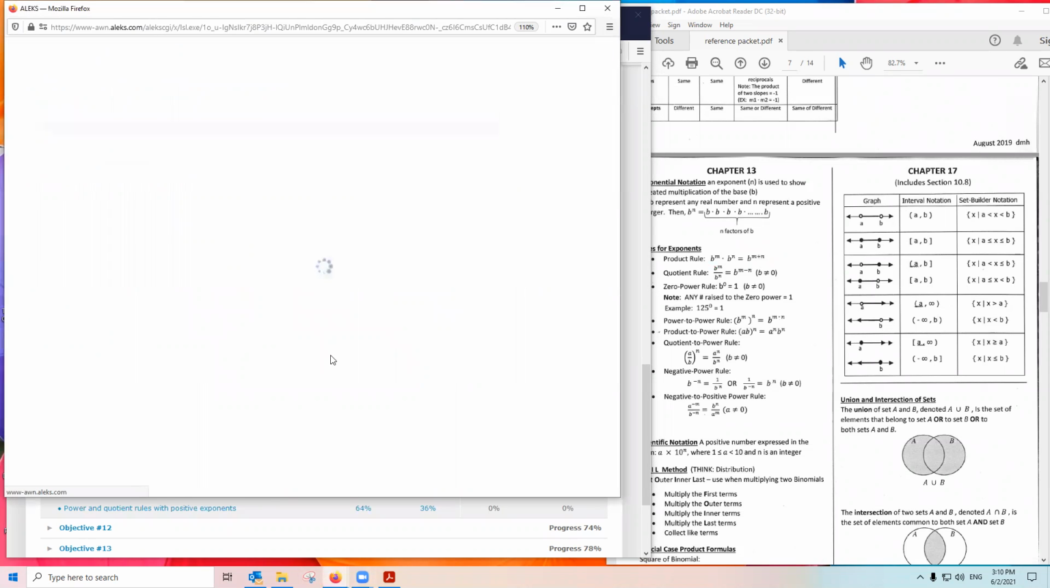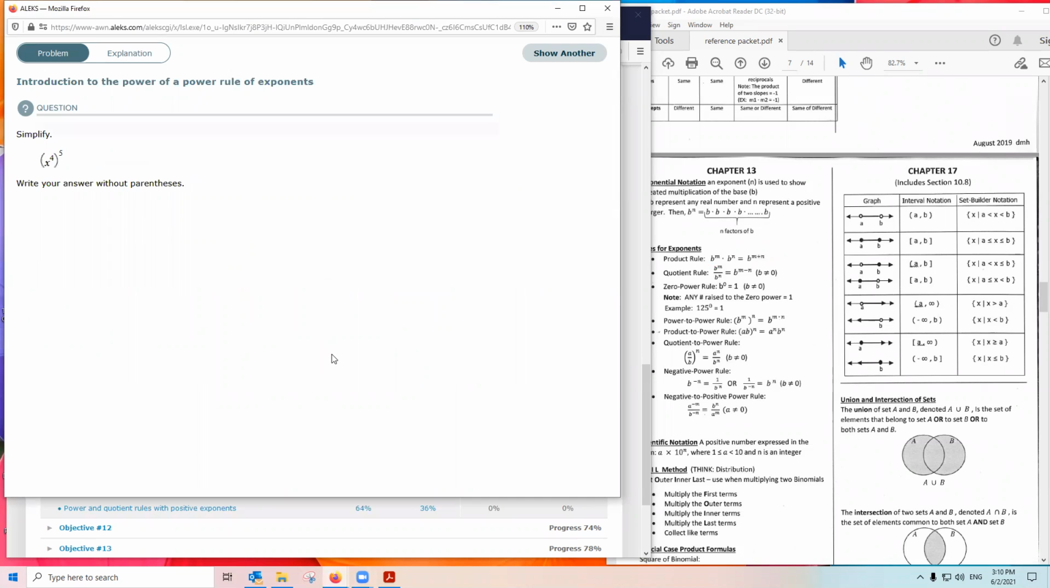All right, let's take a look at this one. Well, this one is a little different. This is called a power of a power, because this is an exponent, the exponent 4, but that expression is being raised to another exponent, the exponent 5.